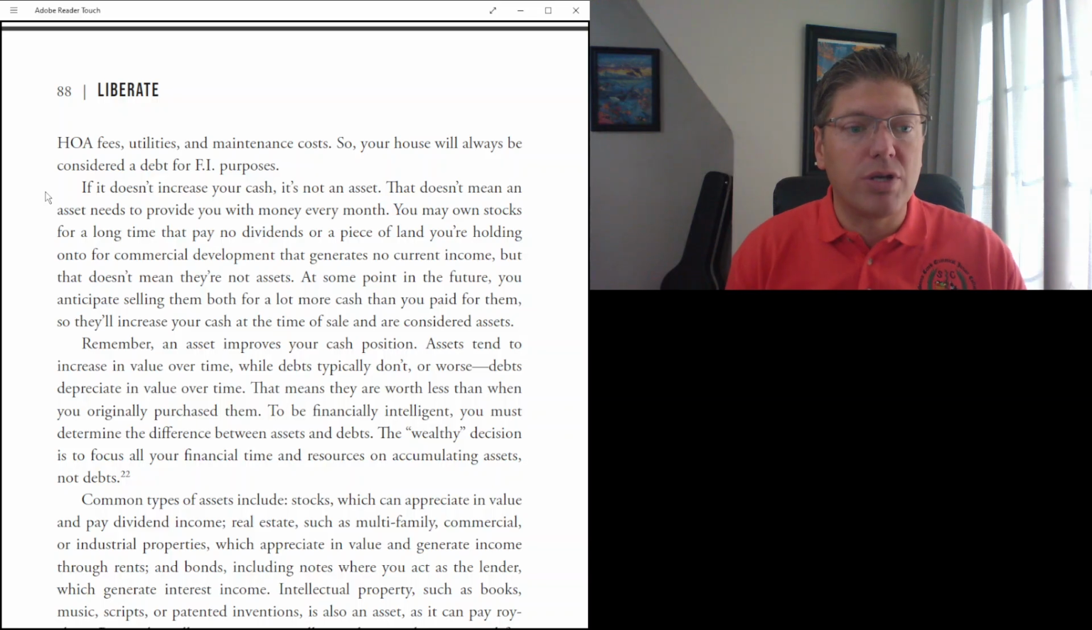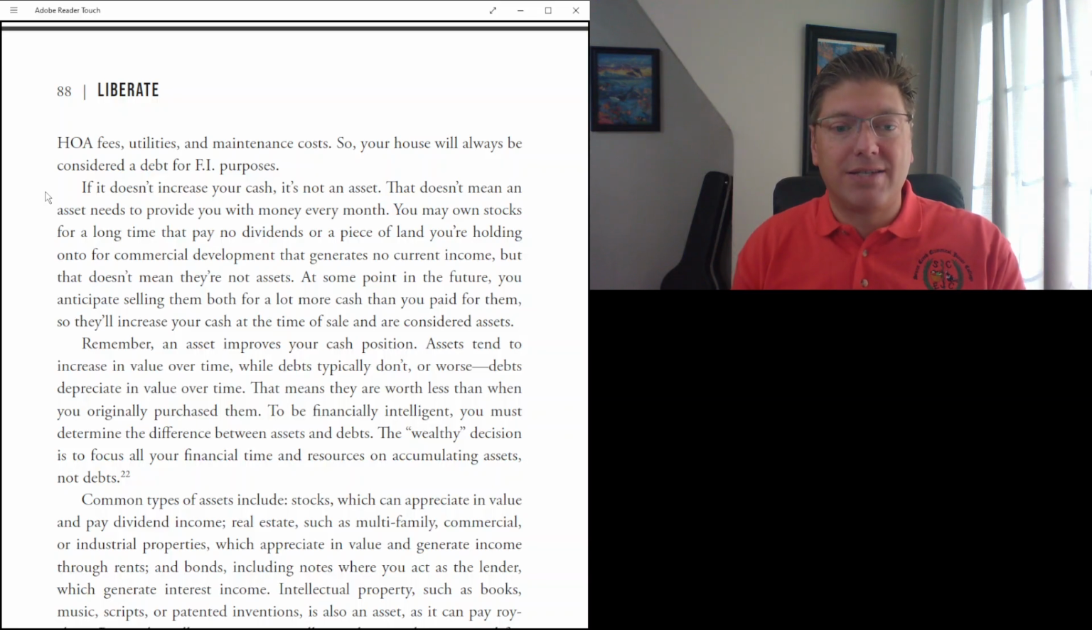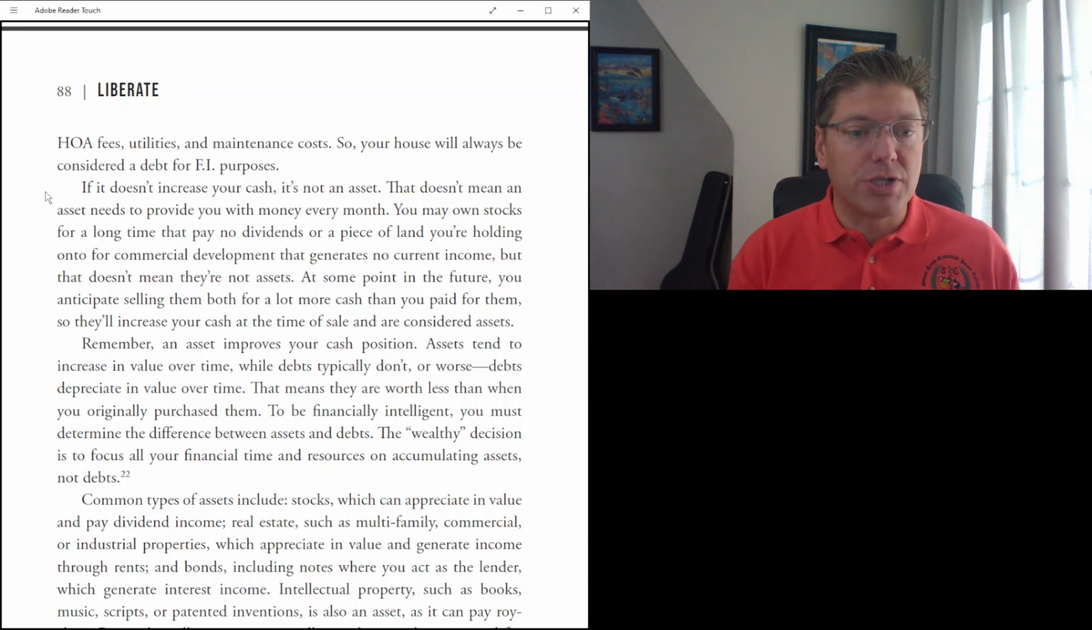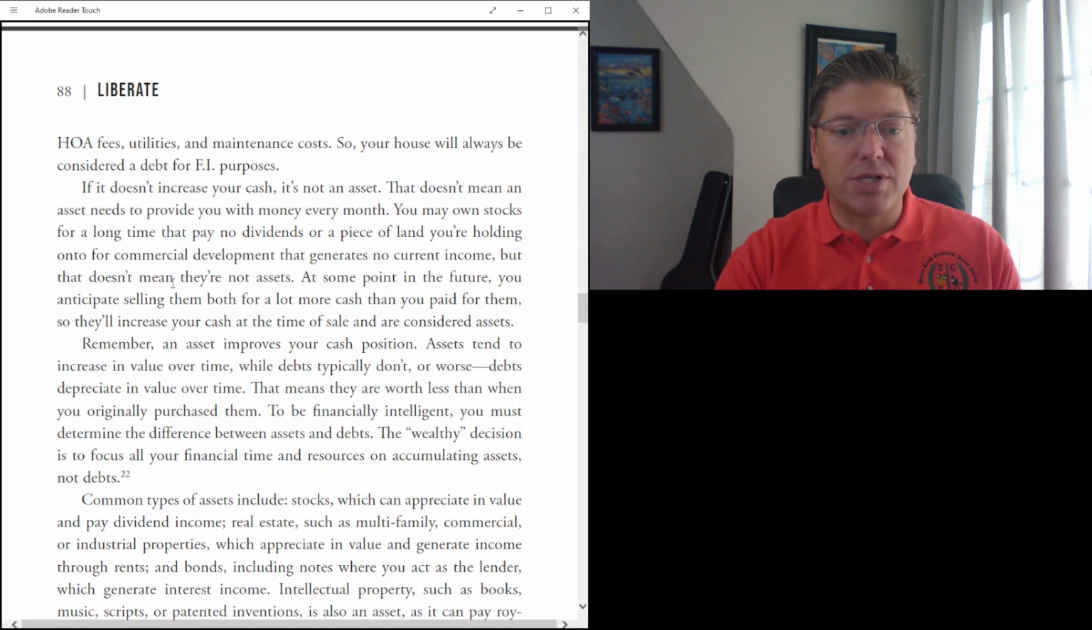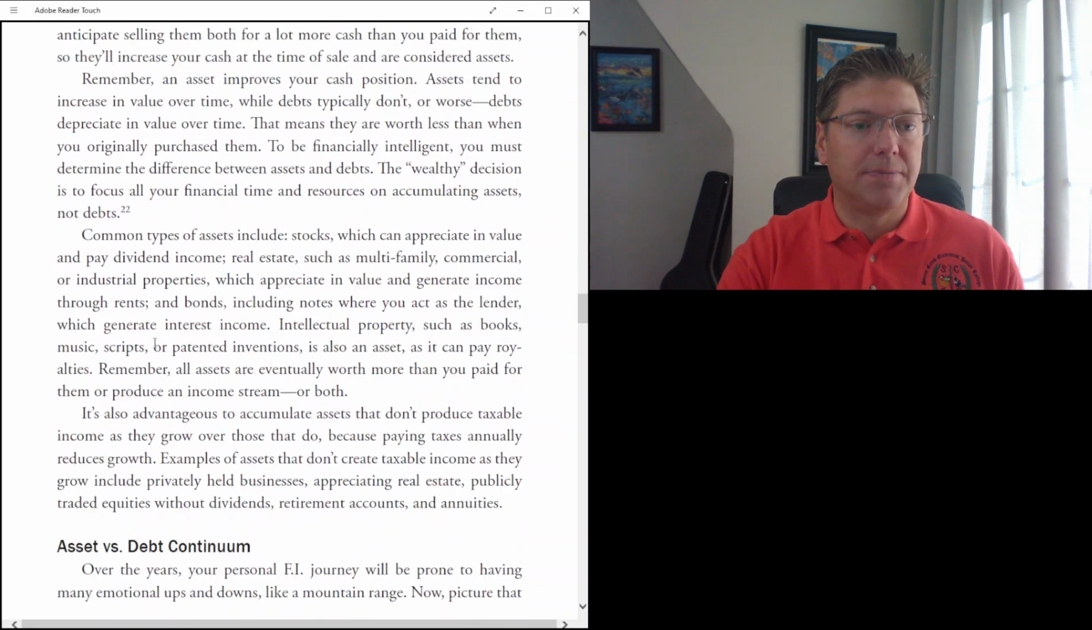Assets tend to increase in value over time, while debts typically don't. Or worse, debts depreciate in value over time. That means they are worth less than when you originally purchased them. To be financially intelligent, you must determine the difference between assets and debts. The wealthy decision is to focus all of your financial time and resources on accumulating assets, not debts.